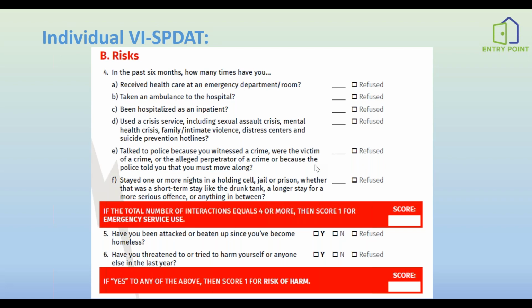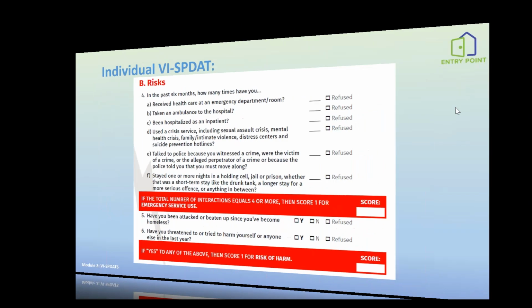There are more questions on there that we ask someone. Have you threatened to or tried to harm yourself or anyone else, been attacked or beaten up, and so on? Again, I want to remind you, you do not need to score things. You can just put it in HMIS and it will score it for you. Some of the scoring is sort of simple and some of it is more complicated, but there is a score that someone will earn for every section on the VI SPDAT, and the computers do all the work for us in HMIS.